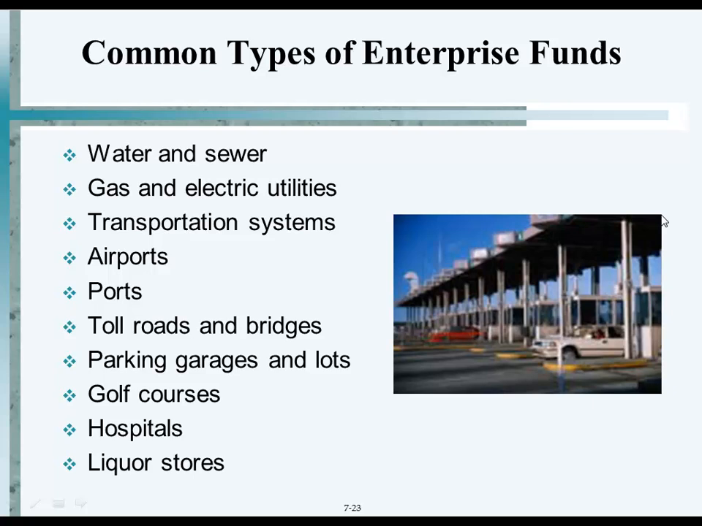And these are the different systems that are examples of enterprise funds: water and sewer, gas and electric utilities, airports, ports, toll roads, parking garages, golf courses, hospitals, liquor stores. Which state sells liquor directly? Utah, and there's another state not far from here, New Hampshire. I don't drink, so I'm not too sure, but you see the liquor stores along 95 in New Hampshire, which are operated by the state. Okay.